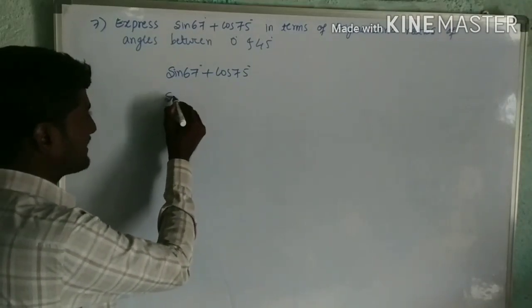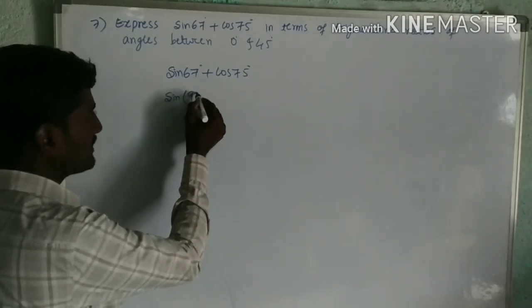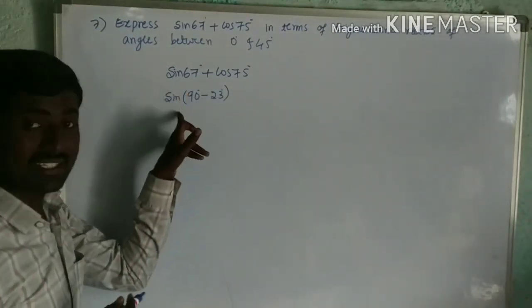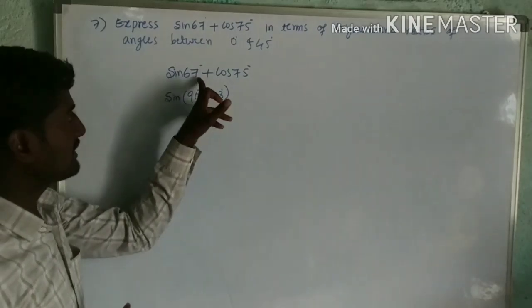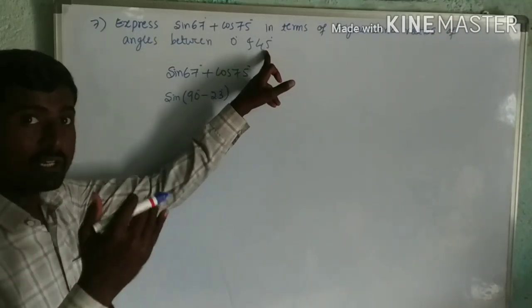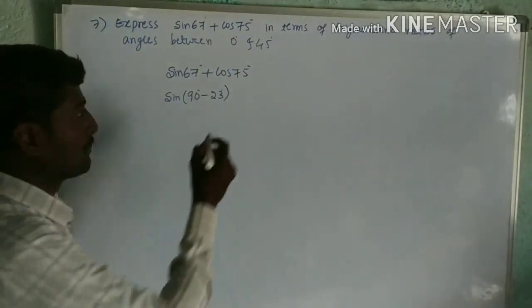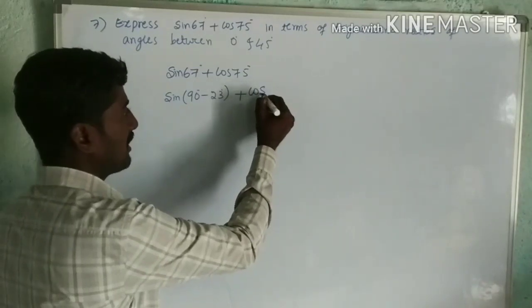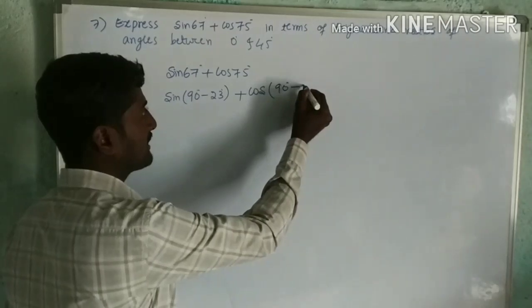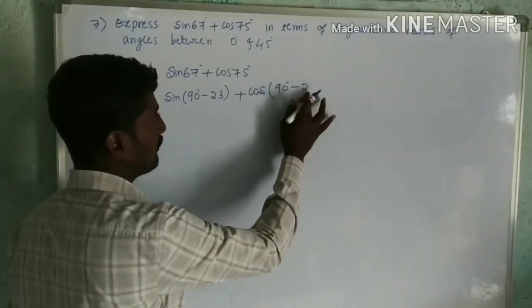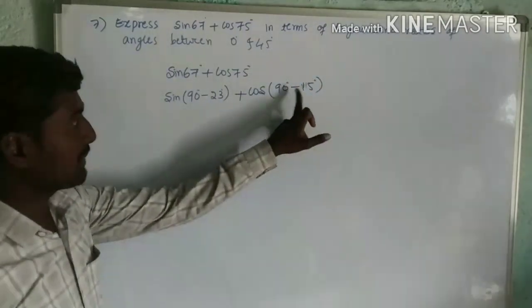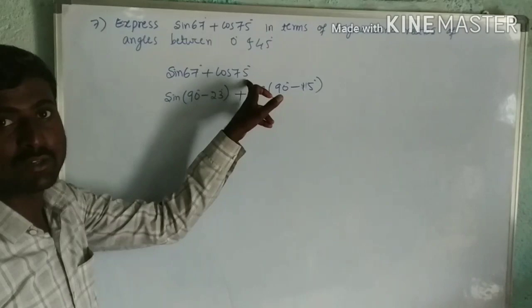Now this I can write as sin, I will write as it is. This I can write as 90 minus 23 degree. I will write the sin function as it is and convert the angle. 67 degree I can write as 90 minus 23. I want less than 45 degree, between 0 and 45 degree, plus cos I will write as it is. Now this 75 I can write as 90 minus how much? 90 minus 15 degree. So 90 minus 15 is nothing but 75 degree.